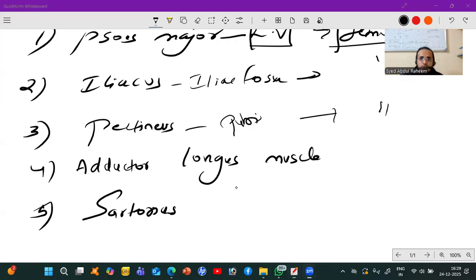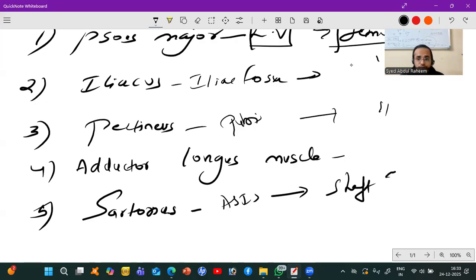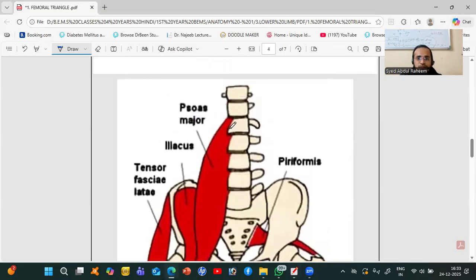So this is a very important thing. Next muscle is adductor longus. Adductor longus is arising from the pubis and attached to the femur. Sartorius is a long muscle. It is coming from the anterior superior iliac spine, ASIS, and attached to the shaft of the tibia. It is coming till the tibia. It is very important.